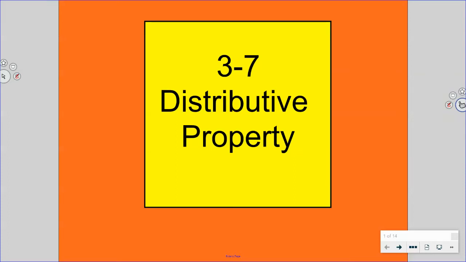Hi, ladies and gentlemen. Welcome to a lesson on distributive property, and we're going to be simplifying for today, combining like terms. Chapter 3, Lesson 7.